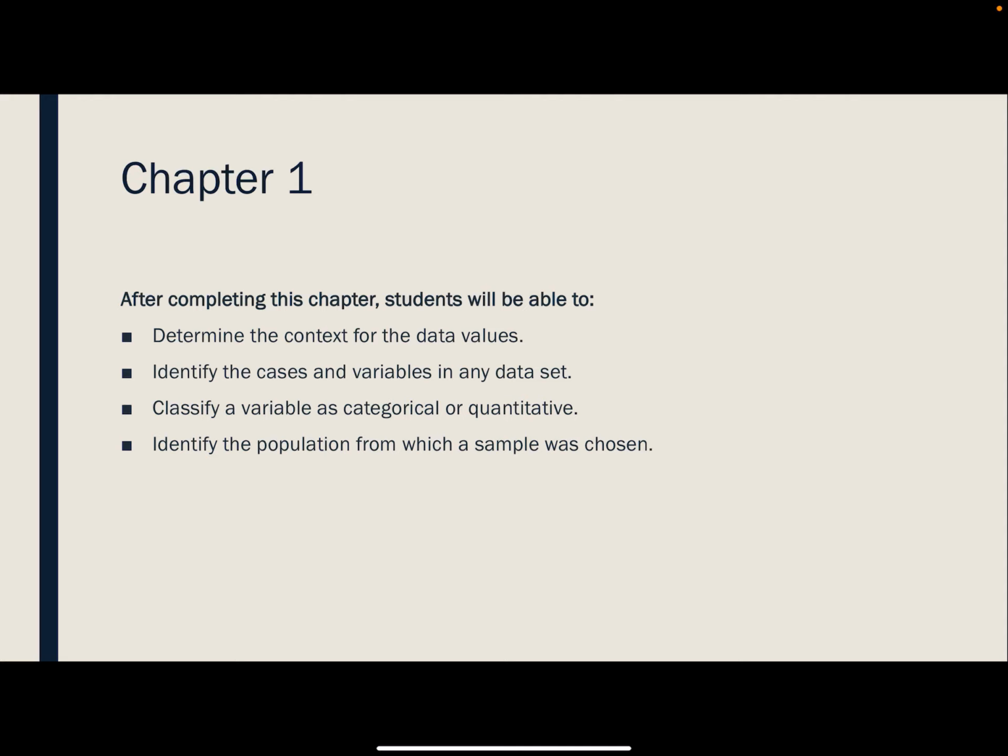Hi everyone. This chapter 1 is all about data. So we're going to look at what it means to determine the context of data values. We're going to identify cases and variables in a data set, and we're going to classify those variables as either quantitative or categorical. And then finally, we're going to talk about a population and how that's different from the sample.